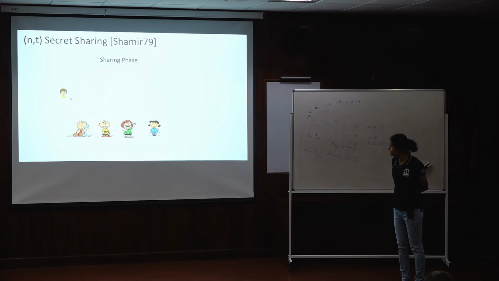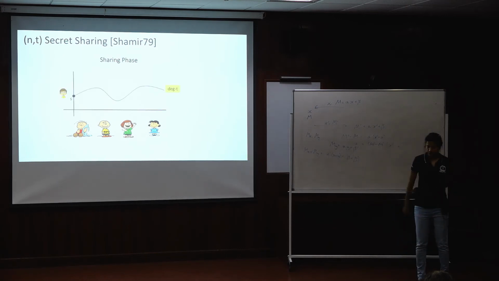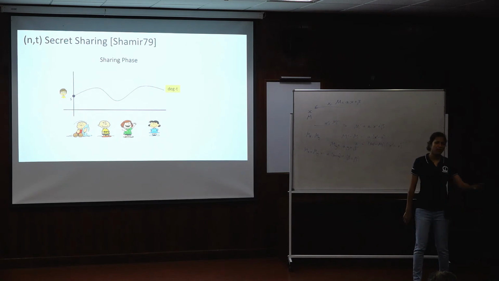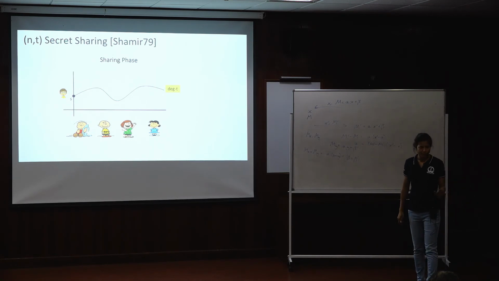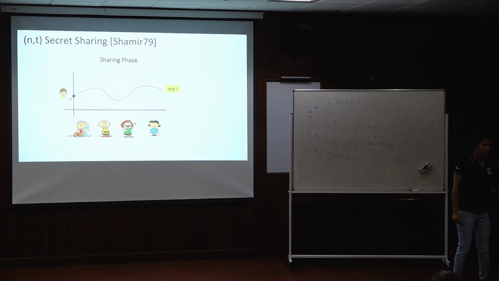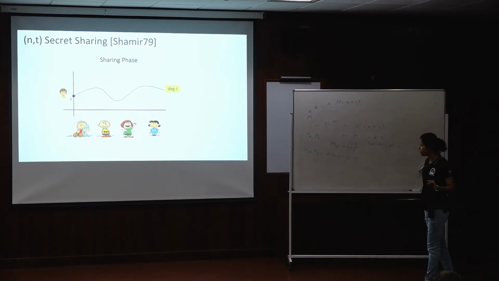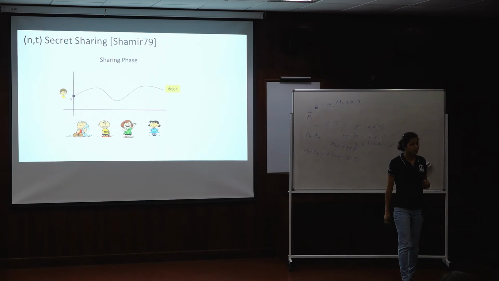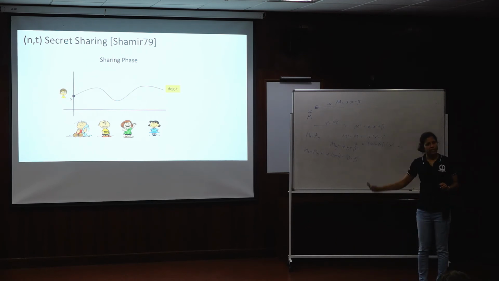So let's explain the sharing phase. That's the dealer on the left side with the secret. To share the secret, it picks a polynomial of degree at most T. First of all, assume that we are working on an algebraic field, and the only restriction is that the size of the field should be more than the number of parties who will be holding the shares. The dealer picks a polynomial of degree at most T such that the constant term of the polynomial is the secret.